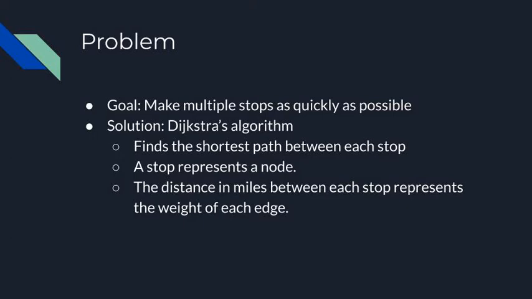Since we're all very busy, it would be ideal to be able to make all of your stops in the shortest amount of miles. We could do this by applying Dijkstra's algorithm to find the shortest path in the least amount of miles. To find the shortest path, we make each stop a node and we calculate the distance between each stop, which will give us the weight of each edge.